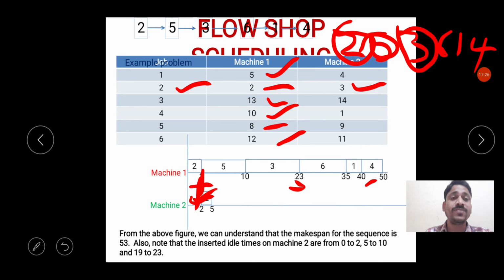Next, according to our sequence, after the second job is the fifth job, right? So the fifth job starts at 5 hours, and for how many hours? From the table you can see, 9 hours on machine 2, right? So 5 plus 9 is 14. Job 5 on machine 2 is to be finished at 14 hours.